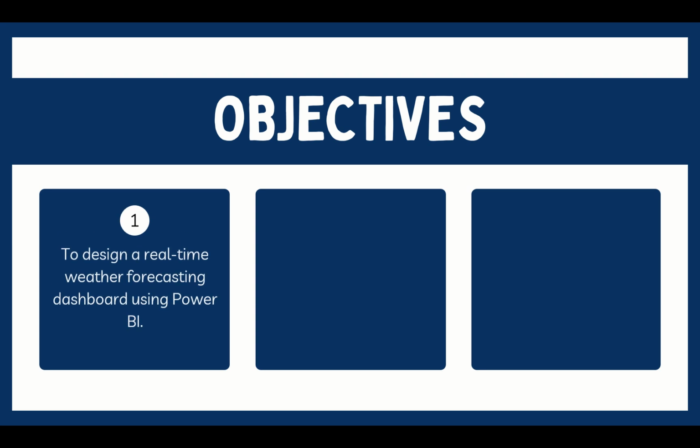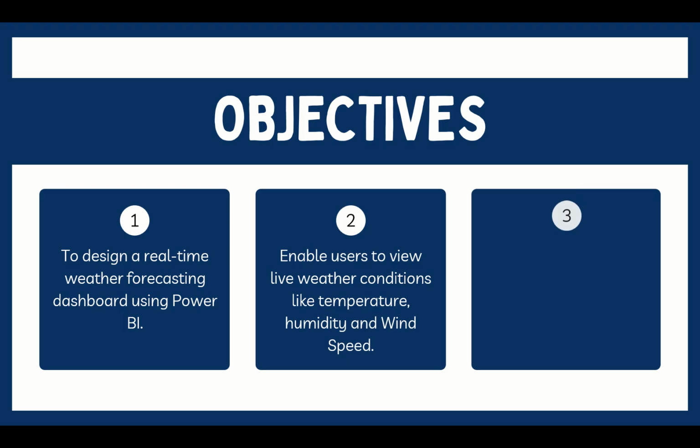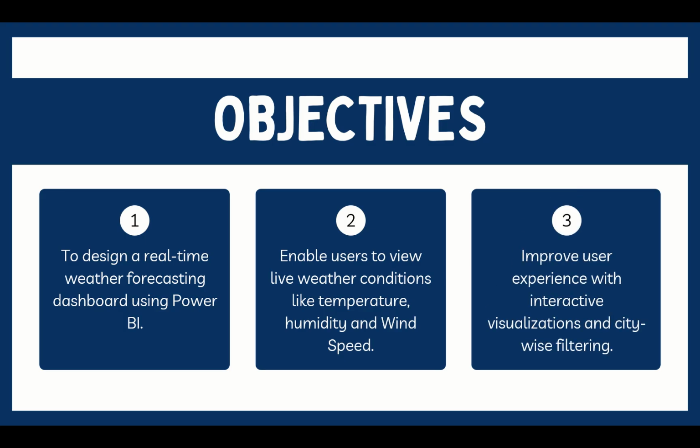The main objectives of this project were to design a real-time weather forecasting dashboard using Power BI, to display key weather indicators like temperature, humidity, wind speed, and AQI, and finally to improve user interface and user experience with interactive visuals such as city-wise filtering and forecast charts.